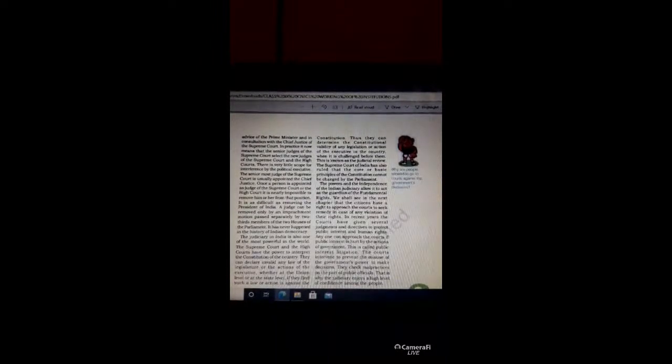So who can determine that? Yes, these courts determine the constitutional validity of any legislation or action of the executive in the country when it is challenged before them. This is known as judicial review. So it is called judicial review. If any action of the executive in the country is challenged, at that time the courts can review it and change it. So that is called the judicial review.